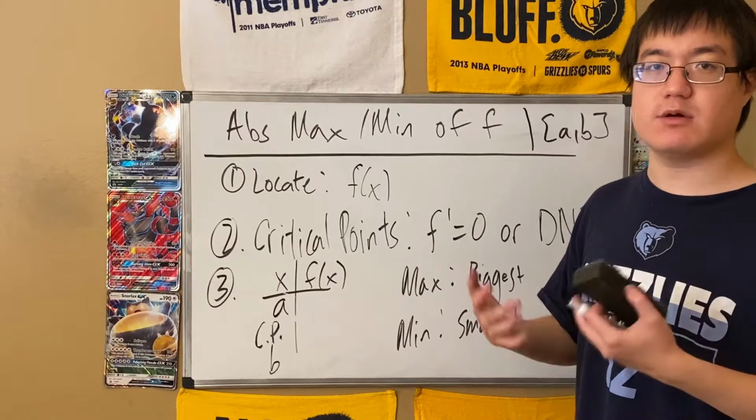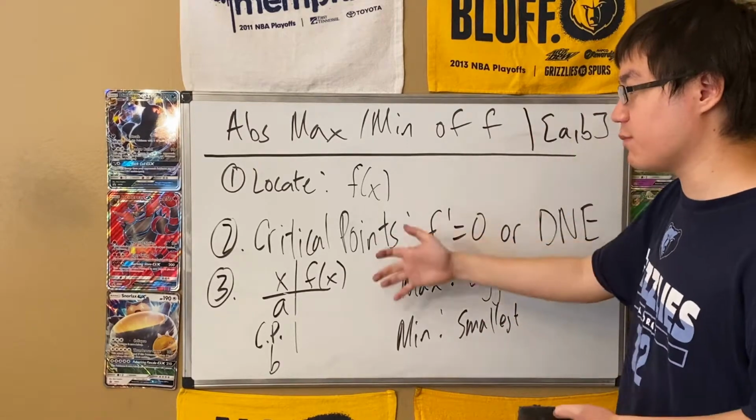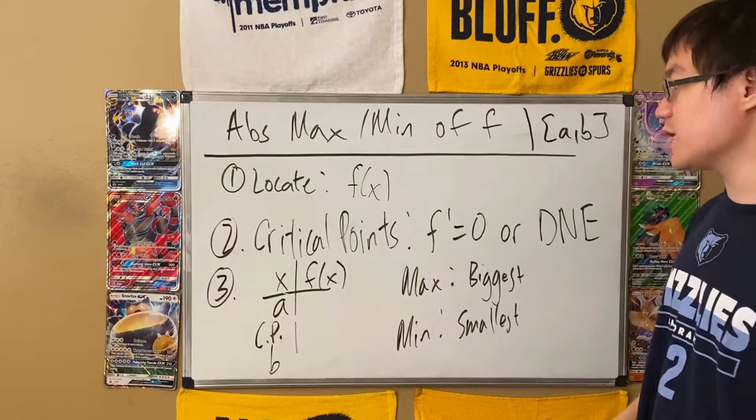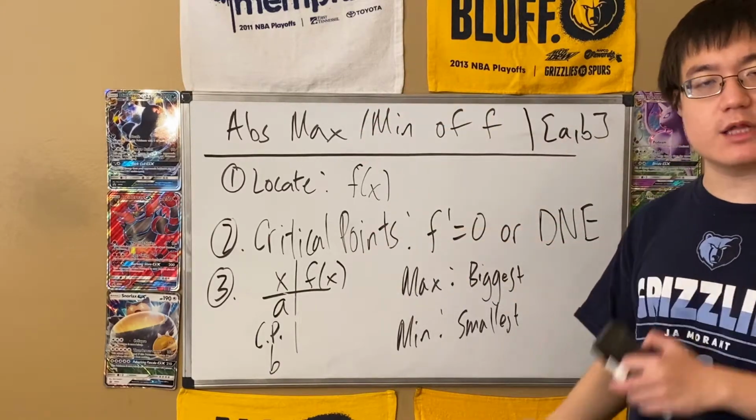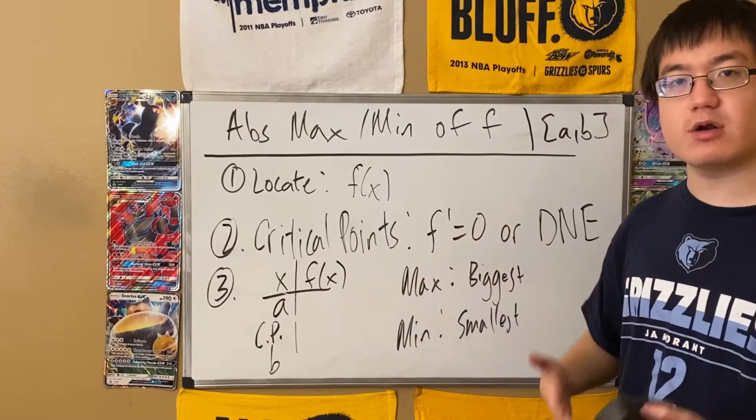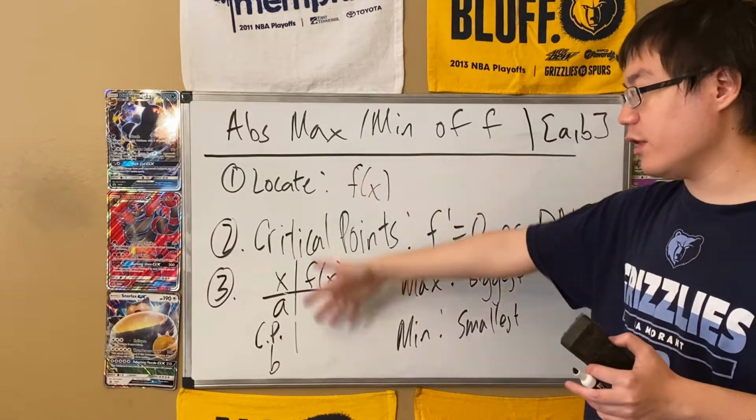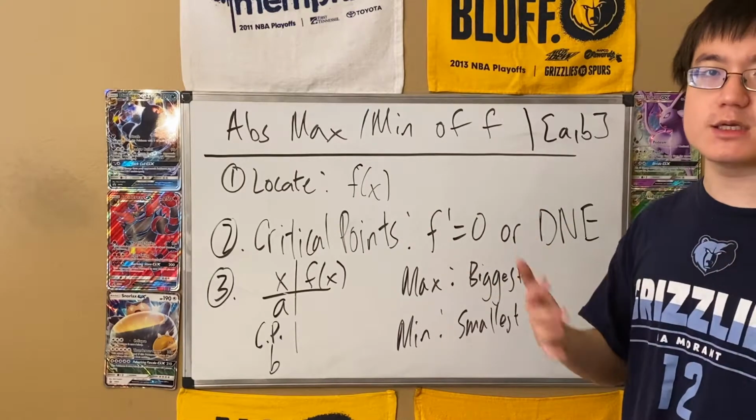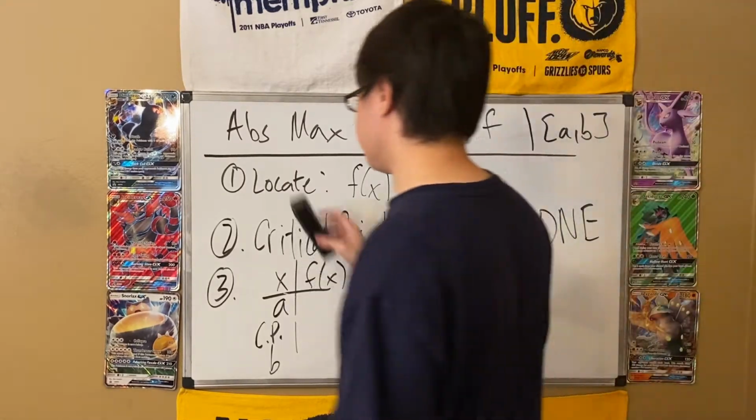So let's practice this. We might as well get started. But again, it's a 3-step process. Locate the function you're taking the max or min of. Second step is take the derivative, set it equal to 0. Third step is plug in the endpoints and any critical points that fit within that interval into your function and just compare biggest and smallest. So let's do the first one.